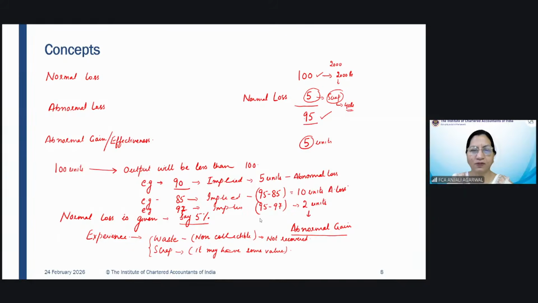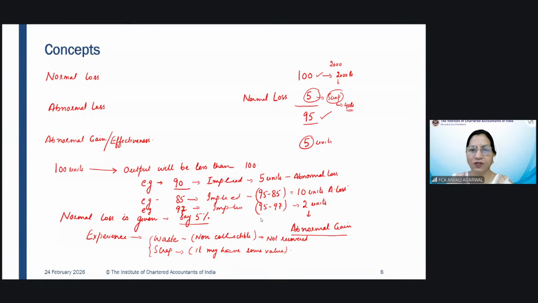The lost units may be collected as scrap, and maybe they have a resale value. If they are non-collectible, they will be waste. But if they can be collected and sold as scrap, they may have some value. So the realizable value of normal loss, rather the realizable value of scrap or the loss, is very important.